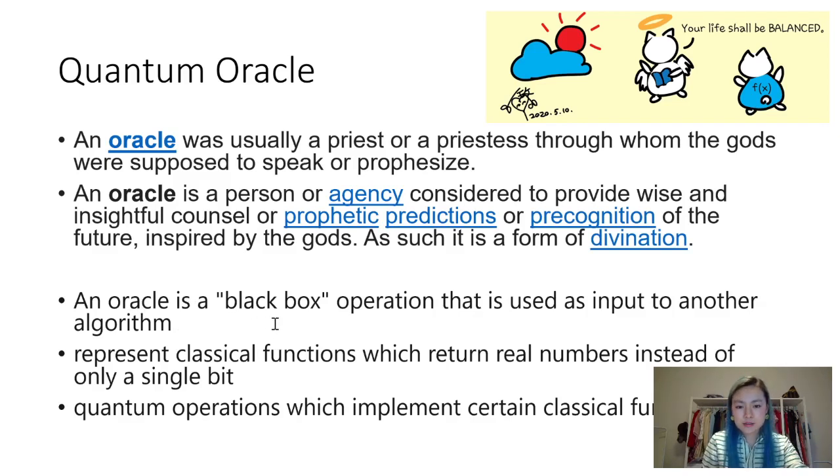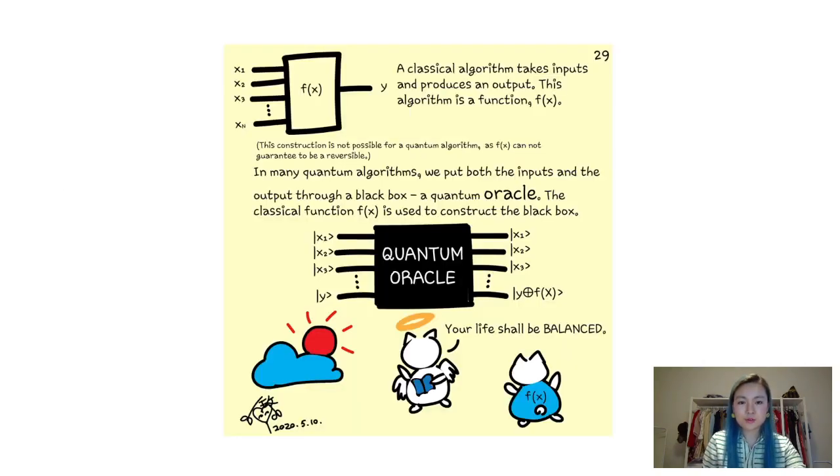Sometimes people say it's an operation that is used as input to another algorithm. Sometimes people say it represents classical functions that return real numbers instead of only a single bit. There are also definitions saying quantum operations which implement certain classical functions. These are just words and it's not that useful. So let's turn them into more intuitive pictures.